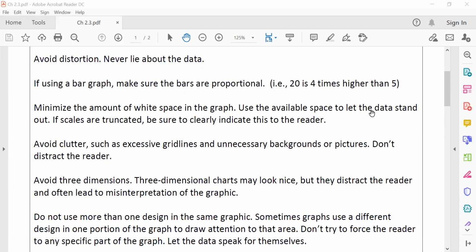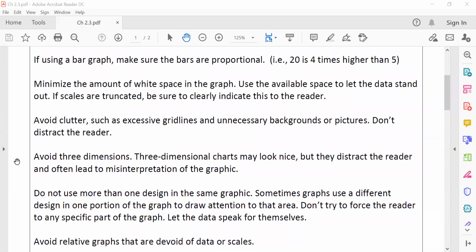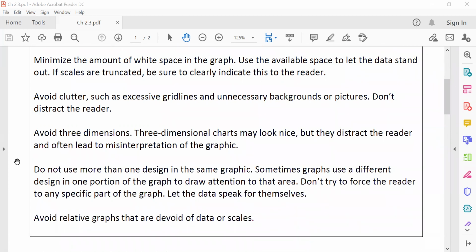White space on the graph is kind of difficult to look at. It makes the graph kind of ugly, to be honest. Don't put so much clutter on the graphs that you're just like, what is going on? I can't read this thing. There's too much information and too much crap on it, to be honest.